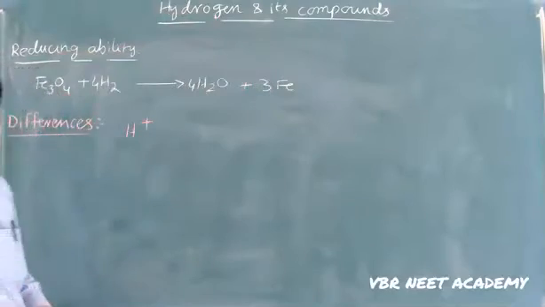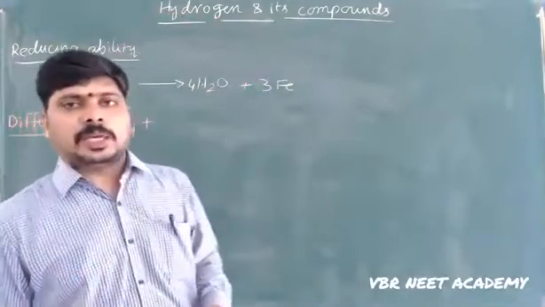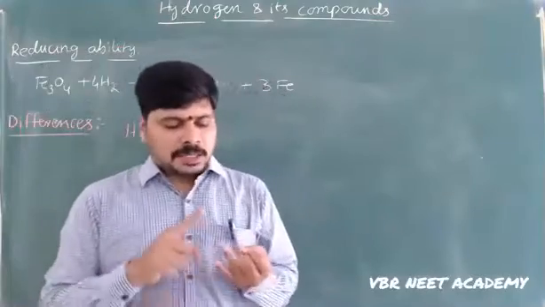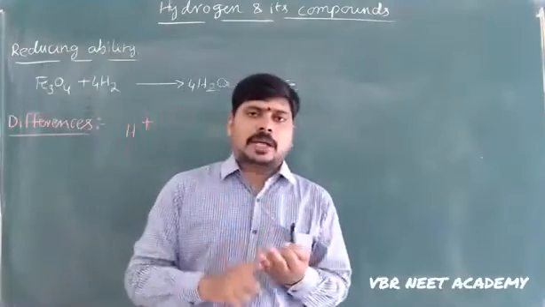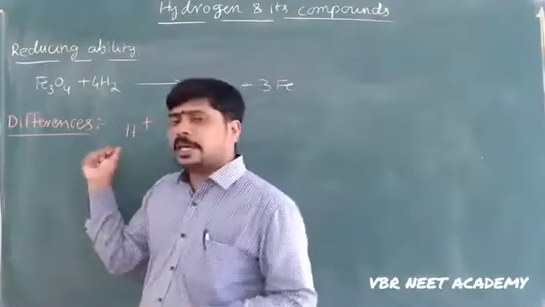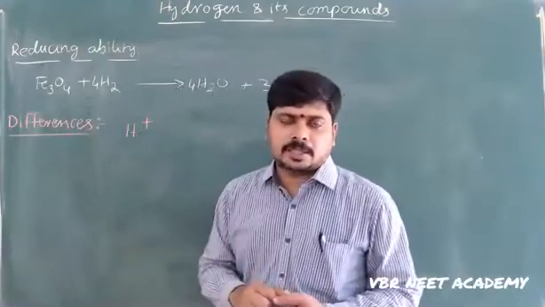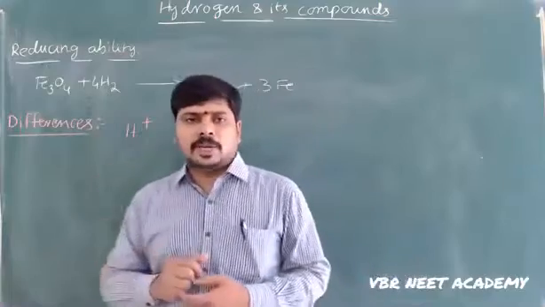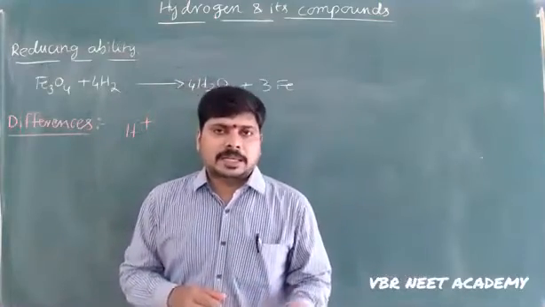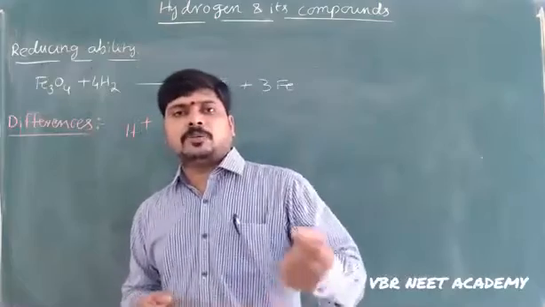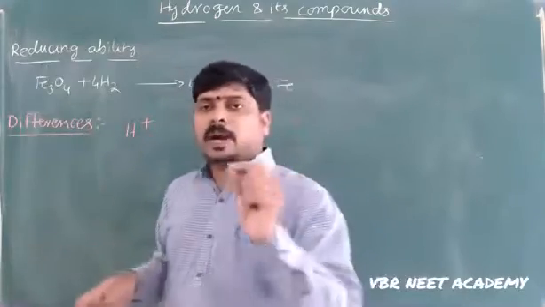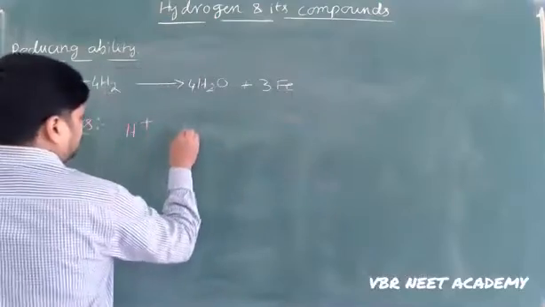All your alkali metal ions exist very stably. Li plus is stable, Na plus is stable, K plus is stable, everything is stable. But how does this H plus exist? What H plus size are we going to expect? Usually, the least atomic size is around 50 picometer, but this has 1.5 into 10 power minus 3 picometer.